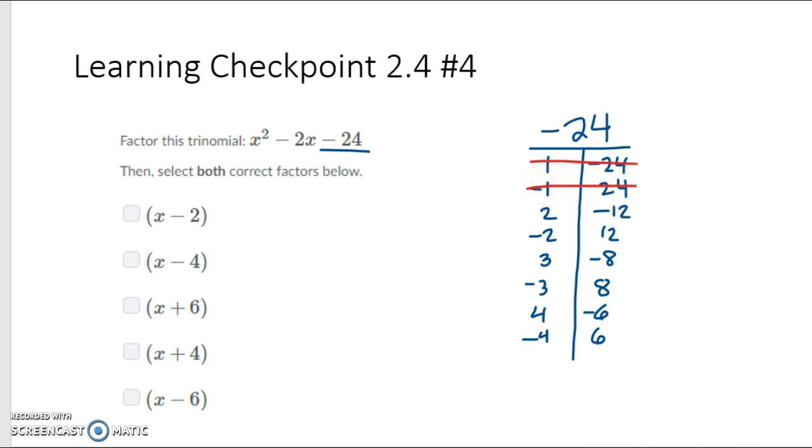And you would just use that same process to go down the list and find the two numbers that work for this problem. Once you find those two numbers, those are going to be the numbers that fit inside the parentheses in your two correct answer choices. You will be selecting two of the answer choices on this problem.